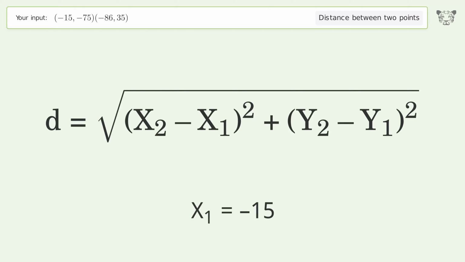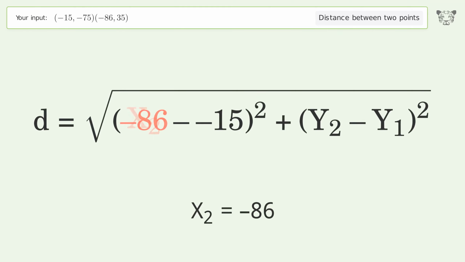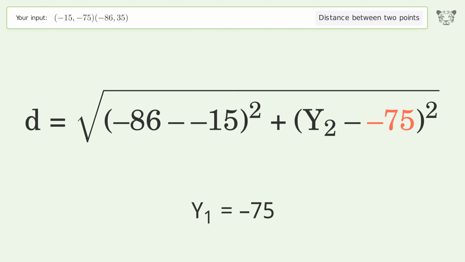x1 equals negative 15. x2 equals negative 86. y1 equals negative 75. y2 equals 35.